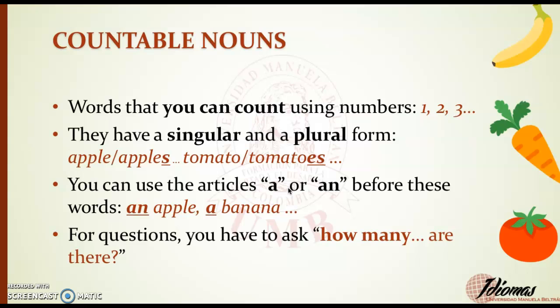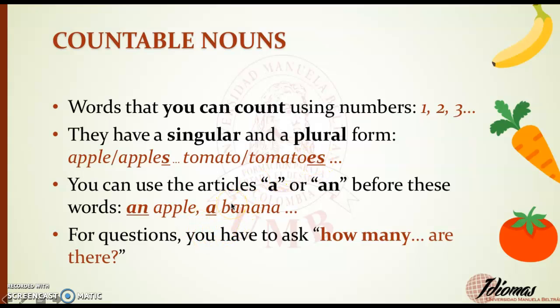So as you see, we have countable nouns and uncountable nouns. But today, let's start talking about countable nouns. Countable nouns are all of them that you can, as the name said, count. So you can say 1 apple, 2 apples, 3 apples, 4 apples. It means that they are countable. You can put this singular in plural. As you know, you can say apple in singular, or you can say apples in plural. You can say tomato in singular, or you can say tomatoes in plural.